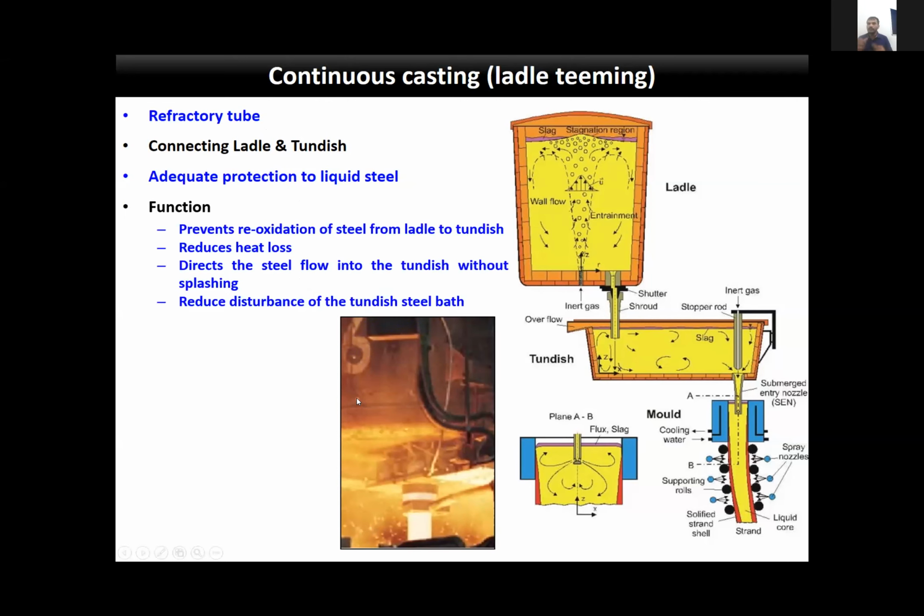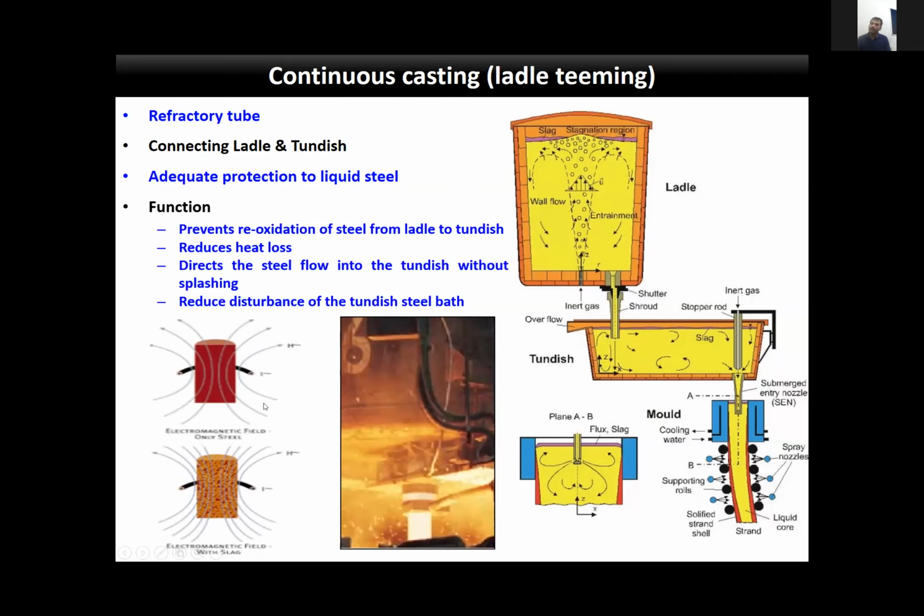Basically, it prevents reoxidation, and it reduces heat loss because it is a refractory material, and also it gives a laminar flow of liquid steel. It will prevent turbulence inside the filling vessel. So all these things can be guided by this guide tube or refractory tube, which in industry is called a ladle nozzle, and from tun dish to mold it is called a submerged entry nozzle.